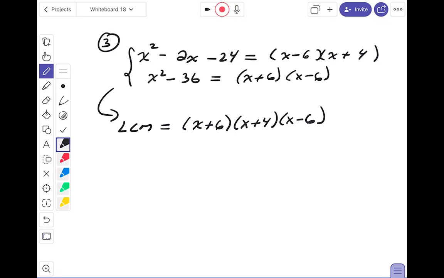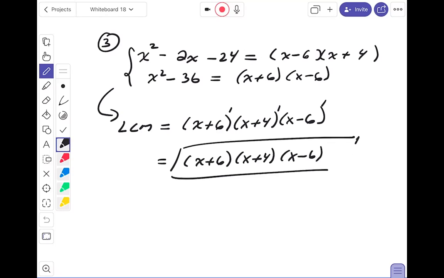What's the maximum number of times the factor x plus 6 occurs in any one of those factorizations? Once. What's the maximum number of times the factor x plus 4 occurs in any one of those factorizations? Once. What's the maximum number of times the factor x minus 6 occurs in any one of those factorizations? Once. So I got it: x plus 6, x plus 4, x minus 6.